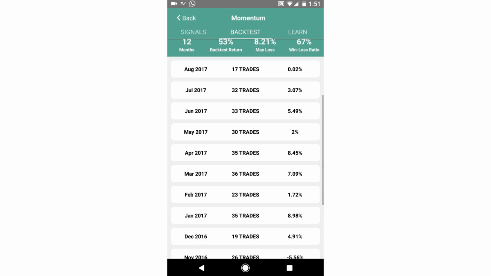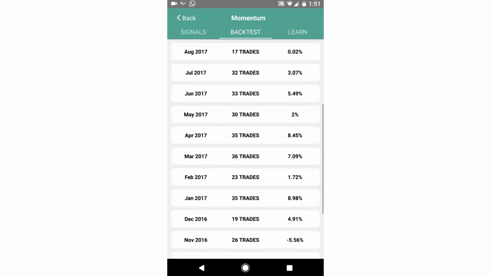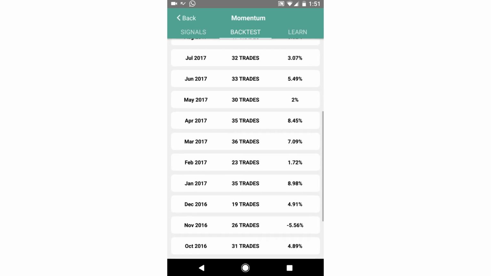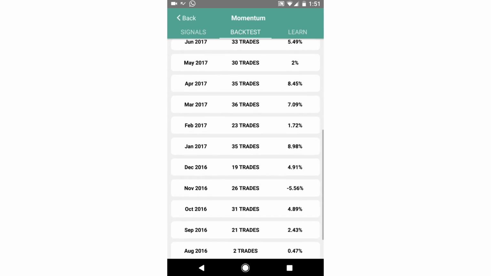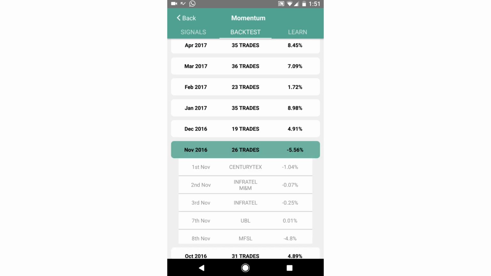So August, as you can see, has not been profitable so far. July was a 3% profit. June was a 5% profit. May was a 2% profit. April was 8%, and so on and so forth. As you can see, November 2016 was actually a minus month. We actually lost 5.56%. Now this is very normal.